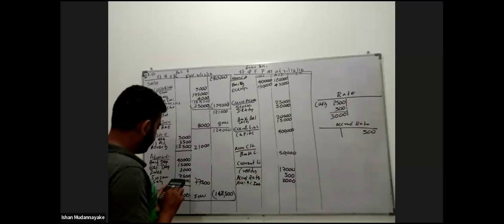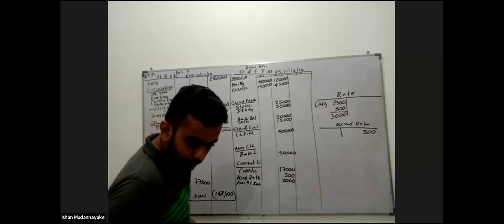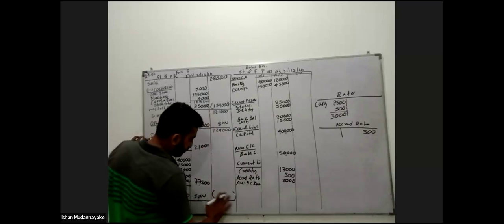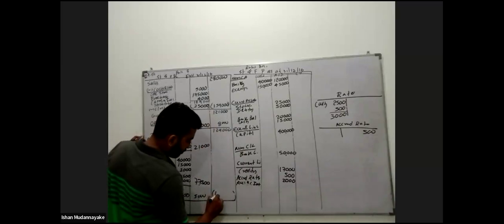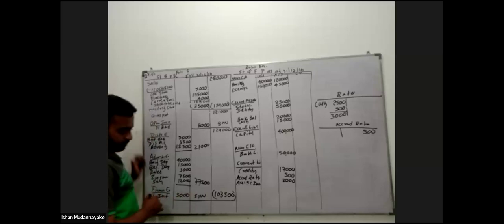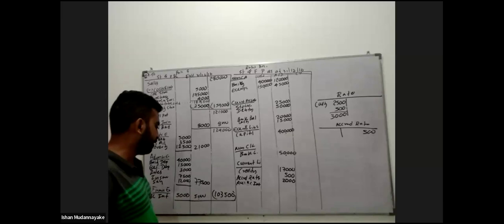Oh, sorry. My total expenses are 103,500. Yes, sir. I have recorded 5,000 as 50,000. I have considered 5,000 as 50,000. Right, right, okay. Total expenses 103,500.